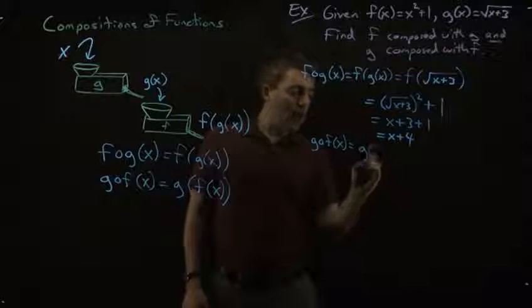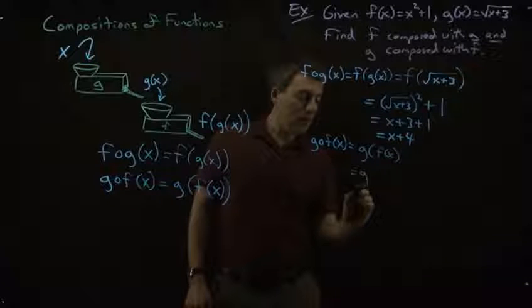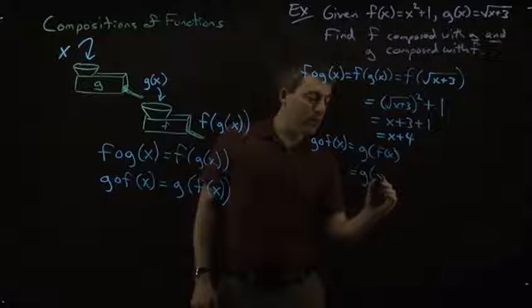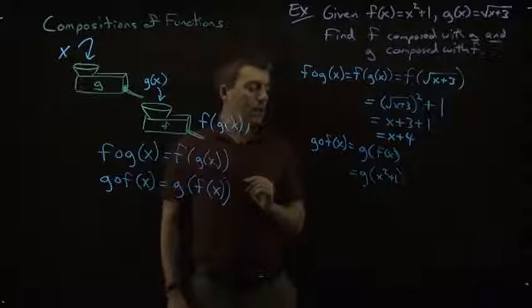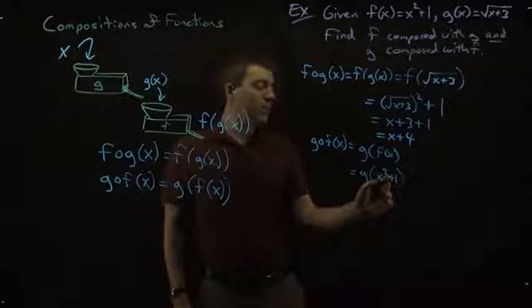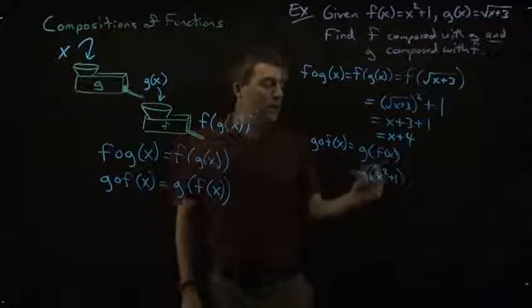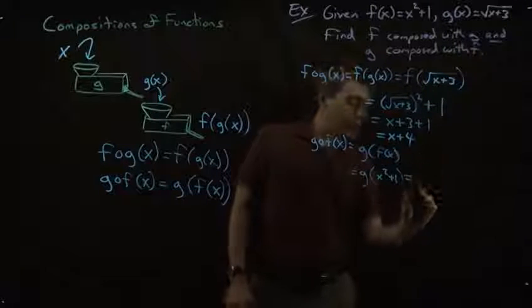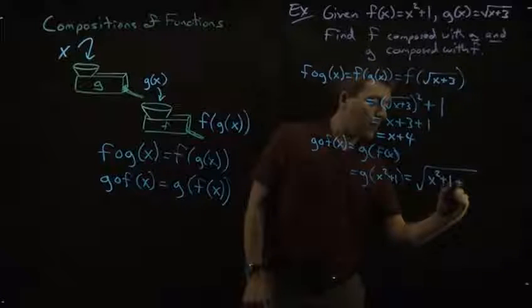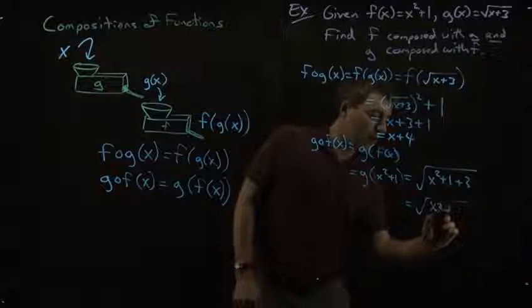Here we want g of f of x. And f of x is x squared plus 1. And now we give x squared plus 1 to the function g. And we know that the function g takes the input, adds 3, and then takes the square root. So here we'll have the square root of x squared plus 1 plus 3. So we'll have the square root of x squared plus 4.